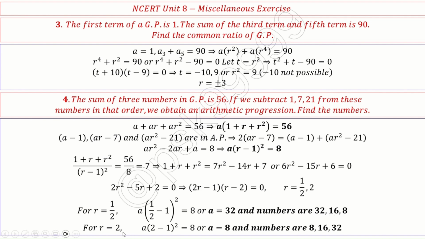For r equal to 2, it is basically the reciprocal, so you will get the reverse order, right? Okay, a is 8 and the numbers are 8, 16 and 32. Okay, these are the numbers.